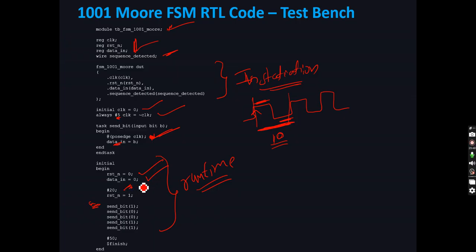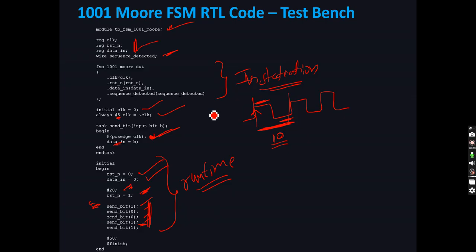After some delay, after 20 delay, we are making it high. After making reset high, the operation begins. We start driving our inputs. I am driving 1001. At this data, at this time period, our output should go high. That only you have to check in the waveforms. So this is a simple TB for 1001 Moore RTL.